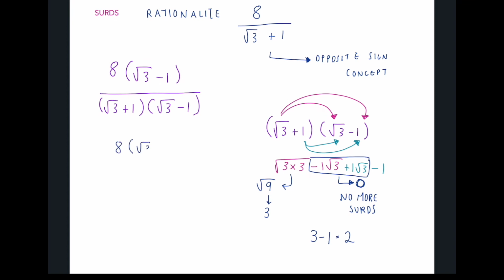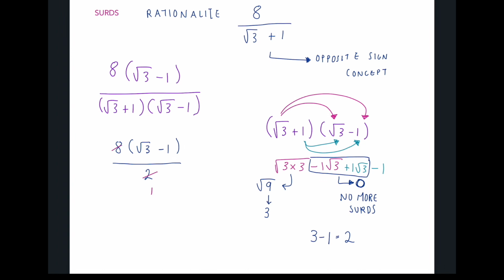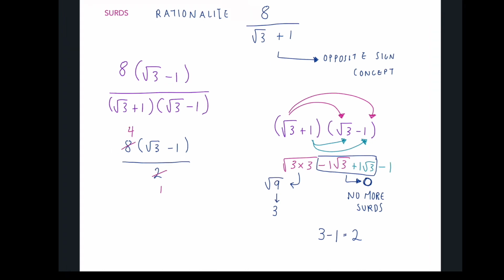So we write out the fraction again, but now it's much simpler and it's been rationalized. And if you know how to cancel things out, then you should know that you can divide the whole fraction by 2, and the denominator will become 1, and the numerator will become 4. So now we want to write out our simplified answer, and anything over 1 is just divided by 1, so the 1 is no longer necessary. So it's going to be 4 brackets, square root of 3 minus 1.